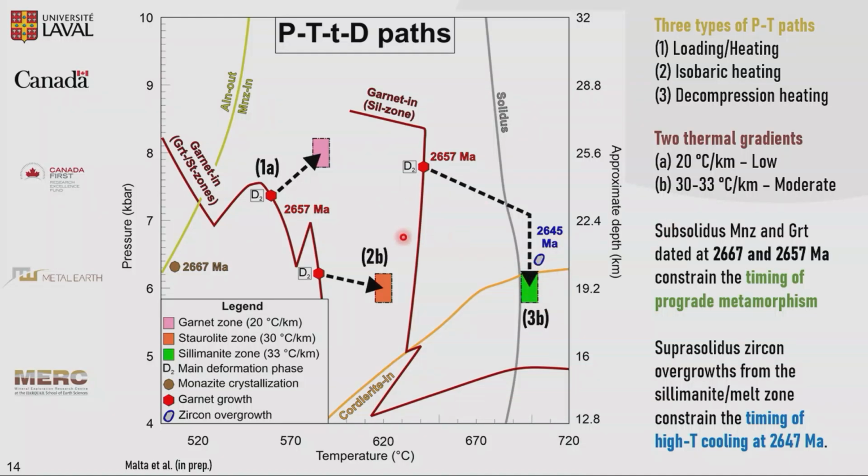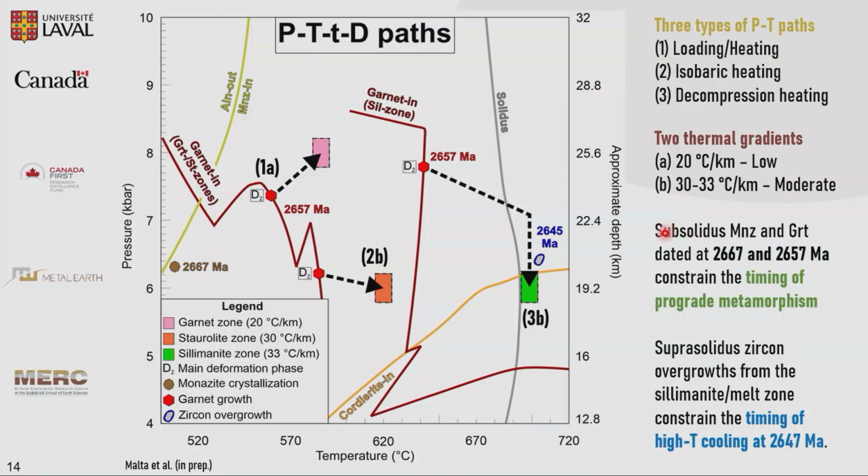What we can see here is that the garnet grew at the same time across these 3 different metamorphic zones and across 2 different thermal gradients. So with garnet, we got colder gradients around 20 Celsius per kilometer. And for the staurolite zone and the sillimanite zone, we got moderate gradients around 33 Celsius per kilometer.